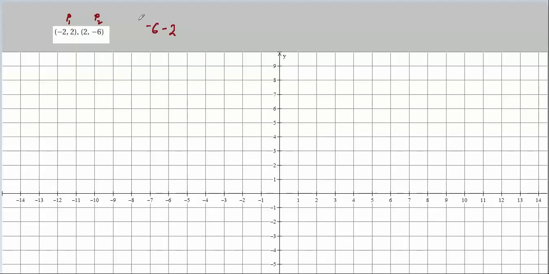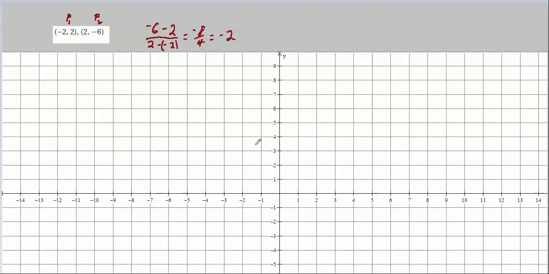That's the rise, right? Those are the y coordinates. Over minus 2, pardon me, 2, minus a minus 2. So we got this right. We got minus 6, minus 2. We've got 2 minus a minus 2. The slope is minus 2.